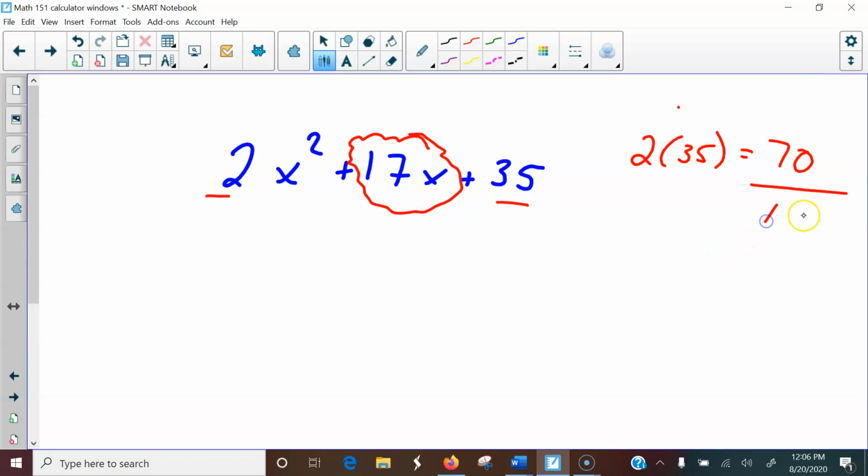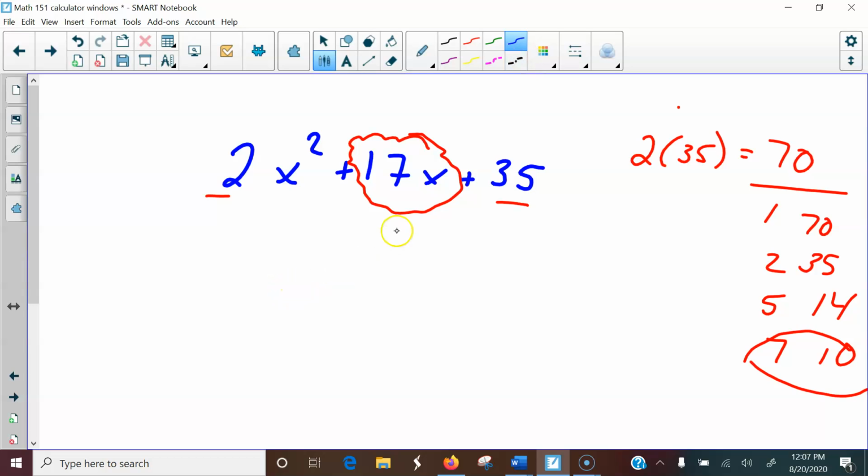Now you can go through and list all of the factors, which will take a few minutes. So what? 4, 5, and 14, 7, and 10. Is there anything else? 3, 6. That might be it. So from these factors, 7 and 10 are the factors that add to 17. We're not going to use those as our final answer.